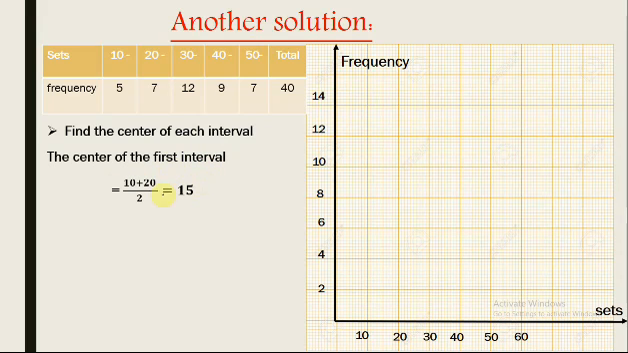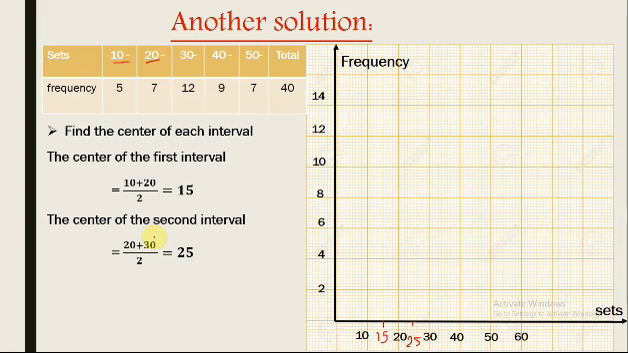Center of the first interval means 10 plus 20 over 2. The first one, and the second one, and divided by 2. Will give me 15, which means we are going to represent here 10, 20, and here is a 15. Center of the second interval, 20 plus 30 over 2, 25. 20, 30, and the 25 is in the middle.